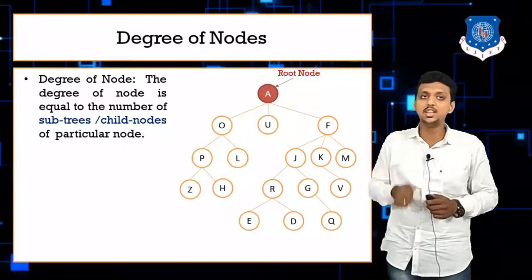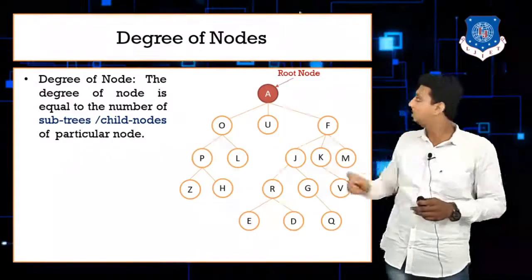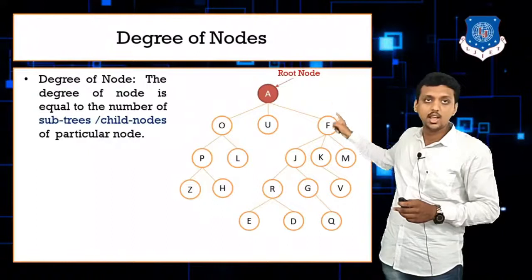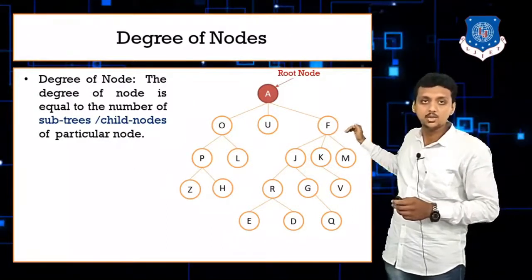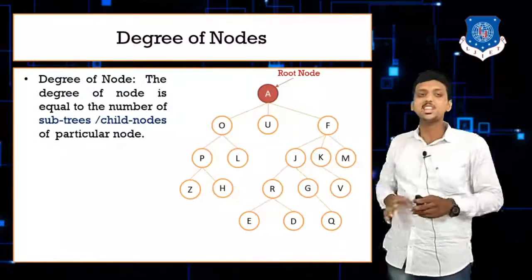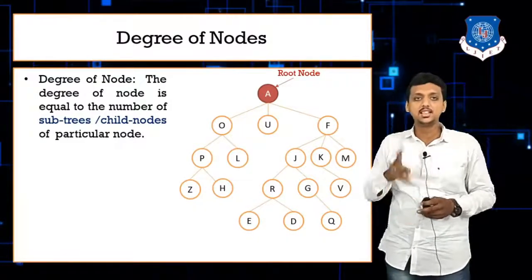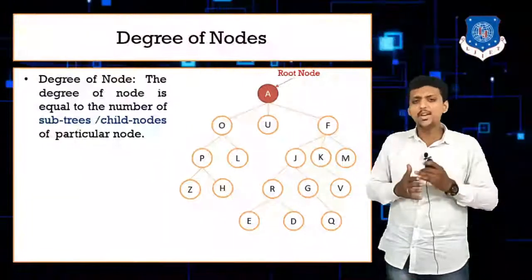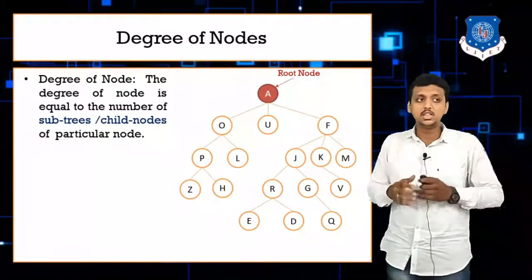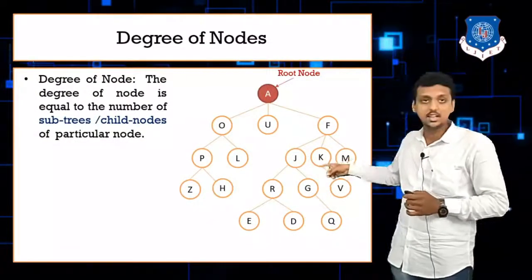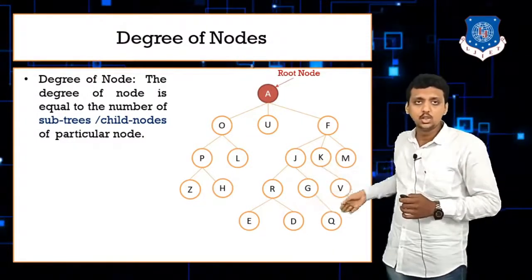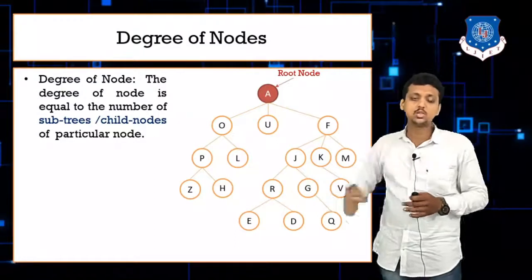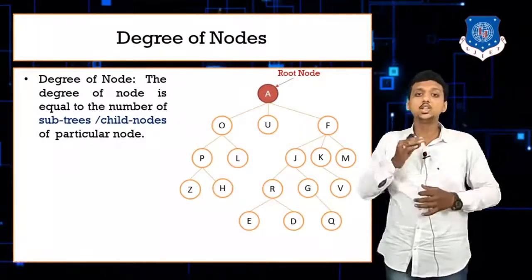Now once again, if I am talking about node F, how many child nodes does node F contain? 3 child nodes. That means F's degree is 3. Now if I am talking about another node, say R, how many child nodes does R contain? 2 child nodes. So R's degree is 2.